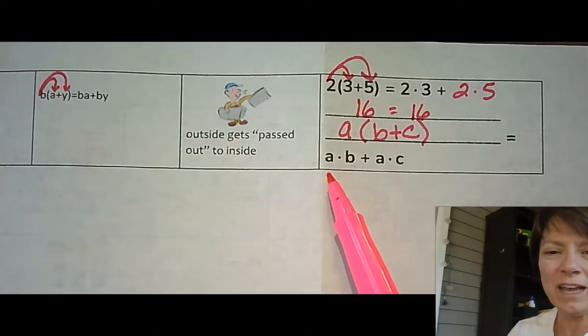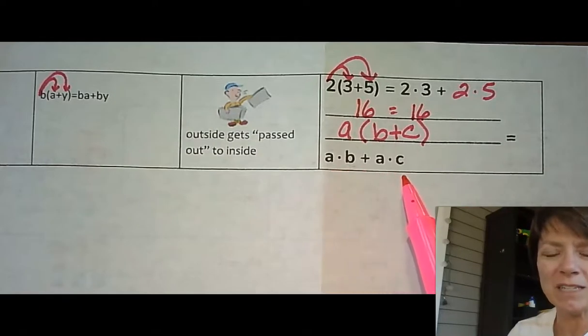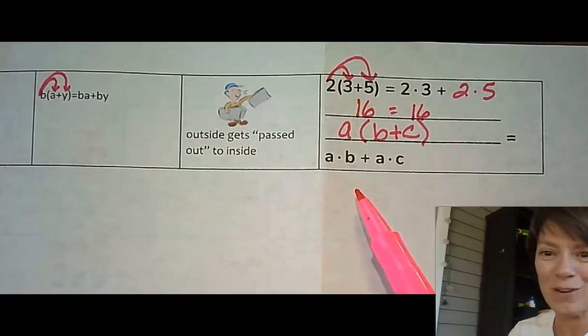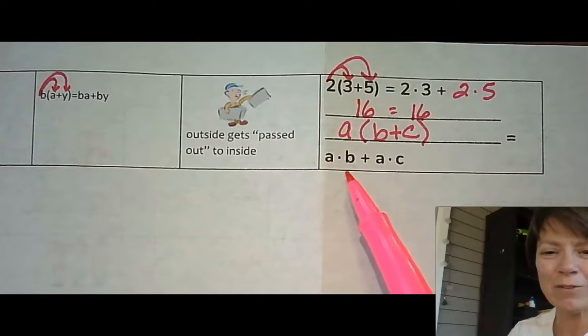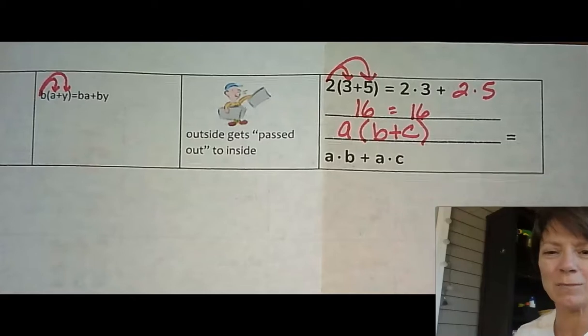Algebraically, if we had a times b plus a times c, to go backwards, which is a little bit harder, we'll take the a out, and we'll be left with the b and c. So a times the quantity b plus c.